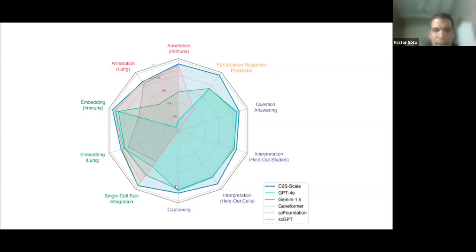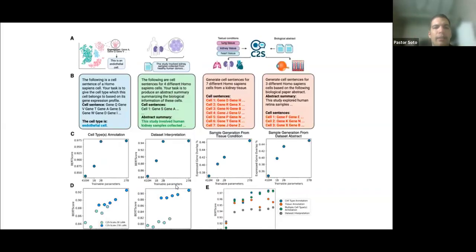So let's go into the details of what this means, so we can remove a bit of the abstraction that we have. This is one demo example, and this is the prompt. The following is a cell sentence of a Homo sapiens cell. Your task is to give a cell type which this cell belongs to based on its gene expression profile. They provide the cell sentence, and the output of the model is the type of cell.